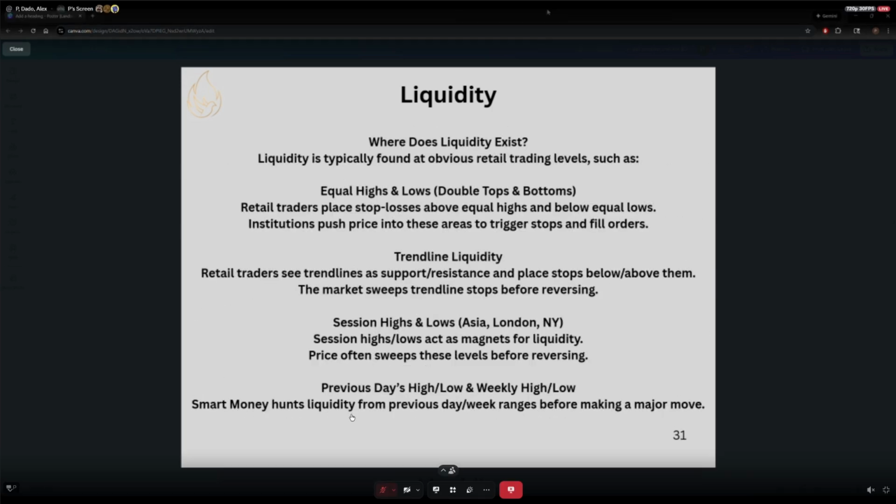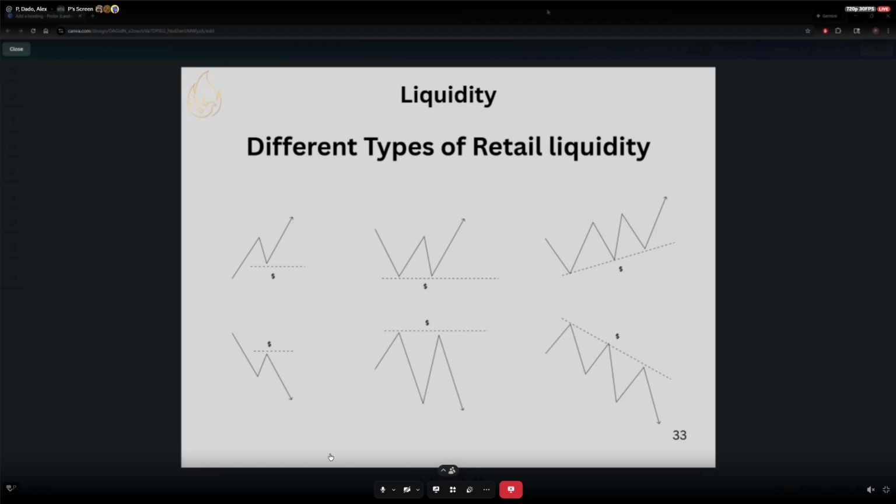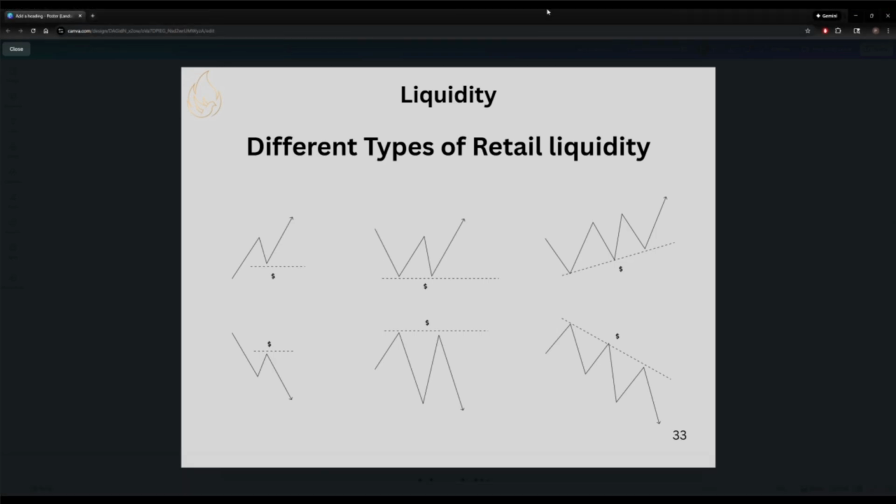Last question, would you consider liquidity as a straight line or an area? Straight line. It's easier to think of it as a straight line. Okay, cool. Yeah, it's easier to think of it as a straight line.